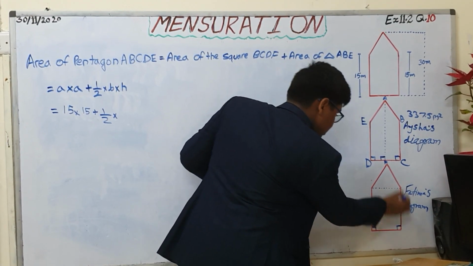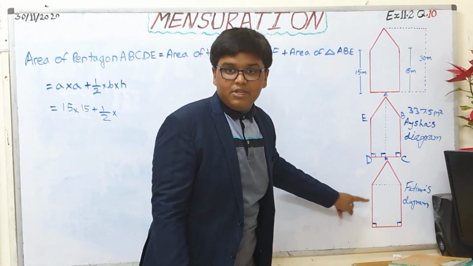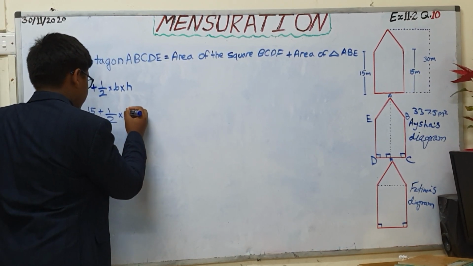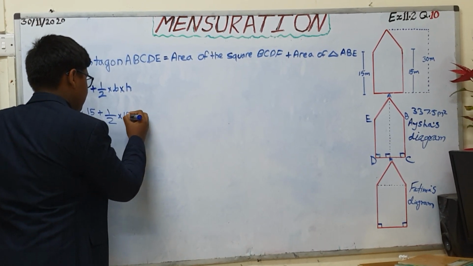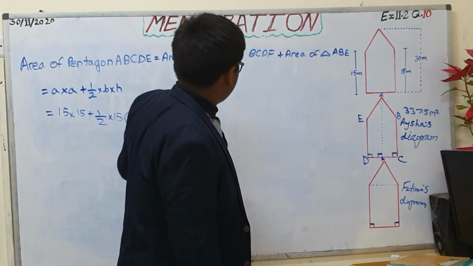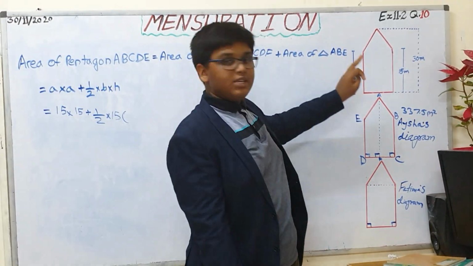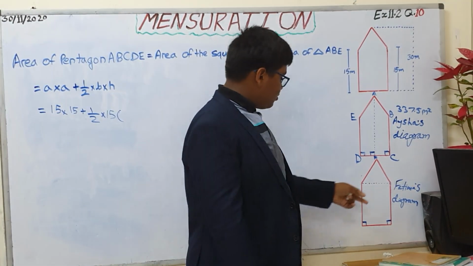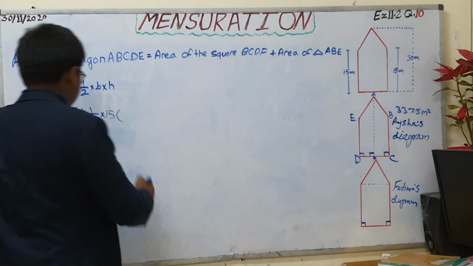This is the breadth, this part. This line coming and joining here, this is the breadth. So what we are going to write is: this is the breadth, so this will be 15, and in bracket the height. The height is 30 minus 15, because the whole height is 30, but we have to find only the height of this triangle. So we subtract this height from 30, and then take half.